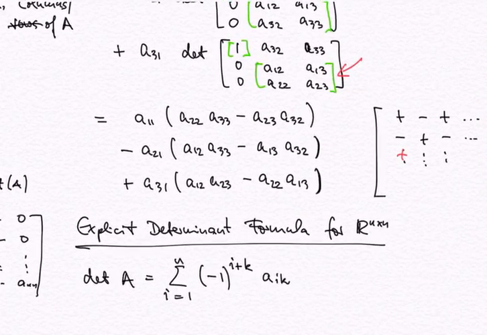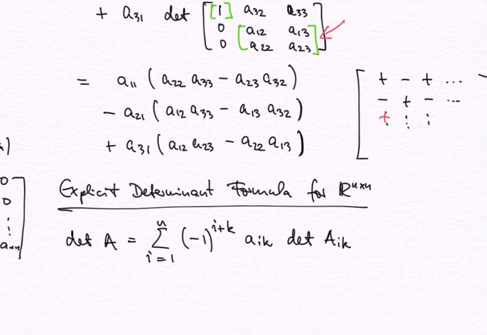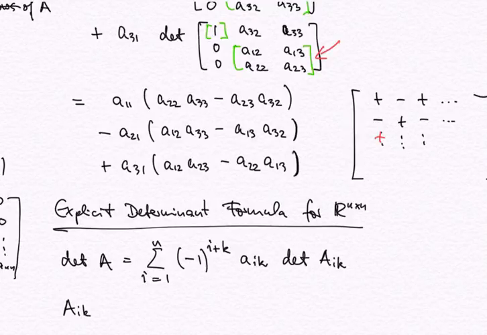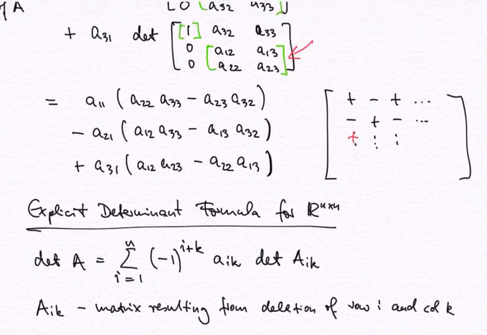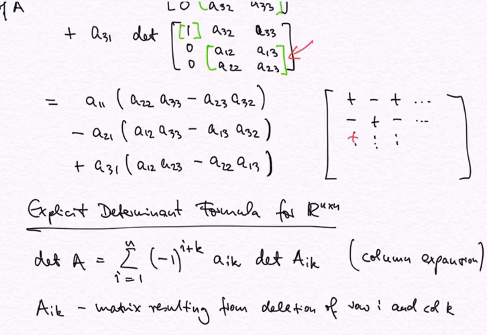The entry in this position times the determinant of the matrix that results if I delete row i and column k. So A_ik is the matrix resulting from deletion of row i and column k. This is the column expansion of the determinant.